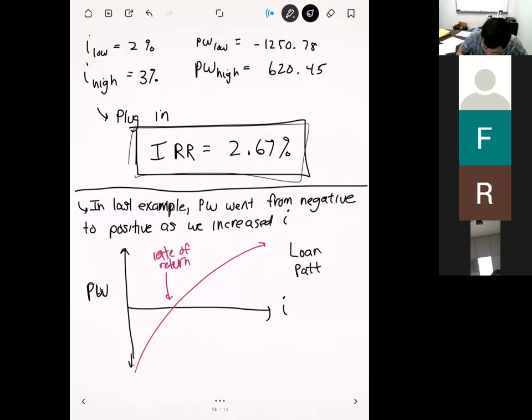Because if you think about a loan that you would take out for buying a house or a car or for a school loan, you get a large amount of money at the beginning, usually in the present day, to pay for something, and then you pay it off slowly with negative cash flows later, right? And so for loans, as you take your cash flows and measure them across different interest rates, you're going to go from negative to positive. For interest rates lower than your true rate of return, you're going to get a negative present worth. And for interest rates higher than your rate of return, you're going to get a positive present worth.